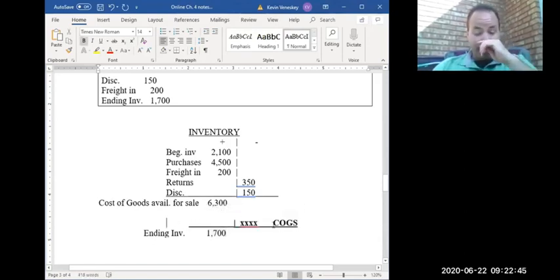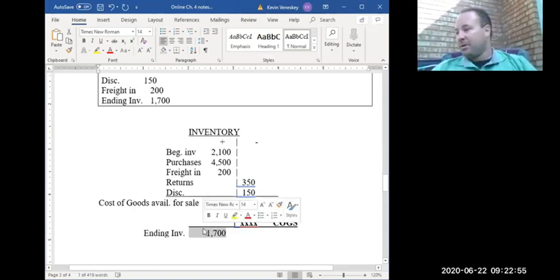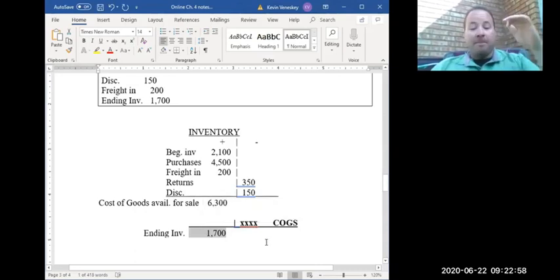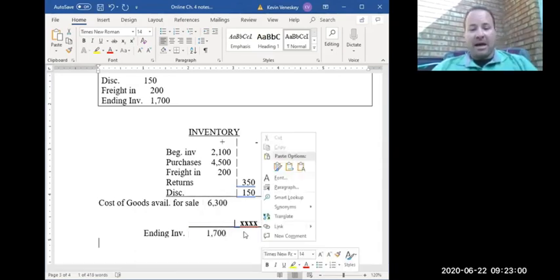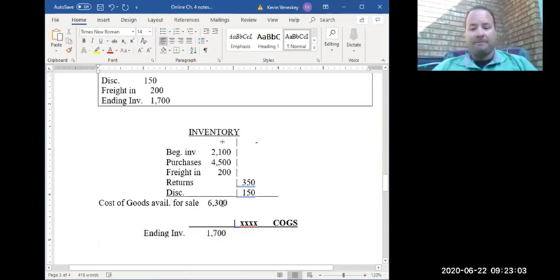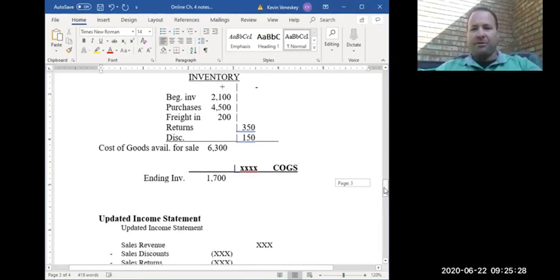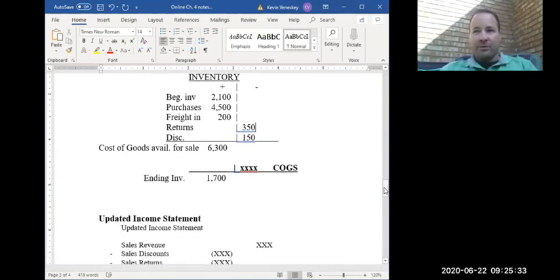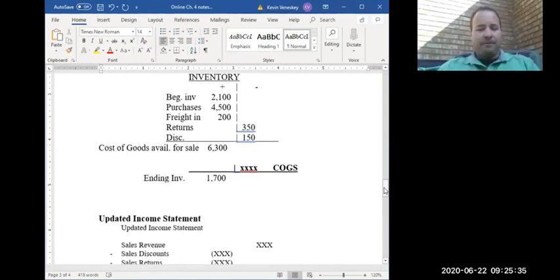So then the final question is, how much did I actually sell? I know what I had available to sell, and I know what I still have after I made some sales. The key then is, how much did I actually sell? So I just do the difference here. 6,300 minus the 1,700 is my cost of goods sold. Because the best way to really get this material is by actually doing it. A lot of this stuff we're going to be using, and I'll probably revert back to it. And I wanted to introduce you to it.